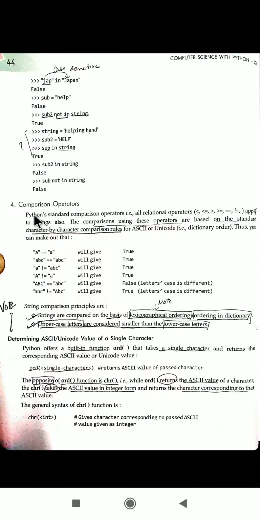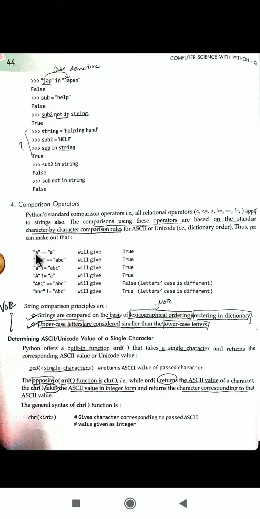Okay, now comparison operators. There are some standard comparison operators which are also known as relational operators. These are your comparison operators and these can be applied to the strings also. So it will be comparing the values of the characters of the string one by one. So let us take few examples here.